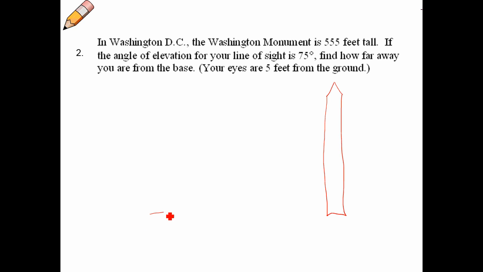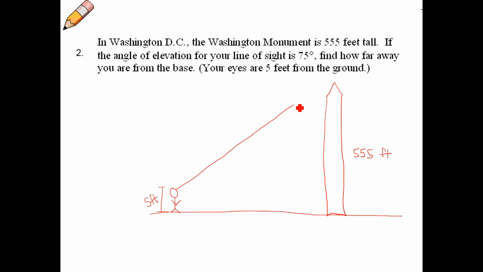Washington Monument, the ground, and me. It says my eyes are 5 feet from the ground, so I'm just going to keep track of that over here. And the Washington Monument is 555 feet tall. It says I'm looking up at the Washington Monument at an angle of elevation of 75 degrees.